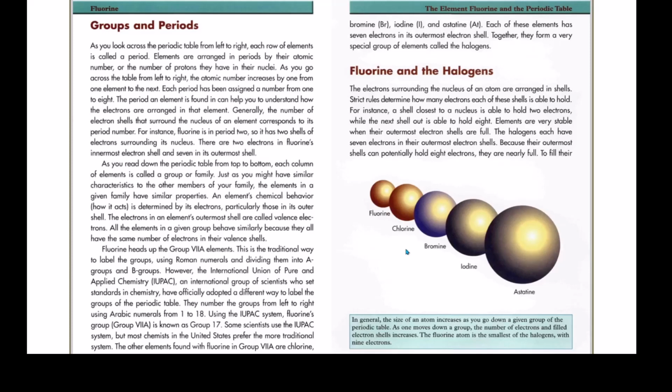Fluorine and the halogens. The electrons surrounding the nucleus of an atom are arranged into shells. Strict rules determine how many electrons each of these shells is able to hold. For instance, a shell closest to a nucleus is able to hold 2 electrons, while the next shell out is able to hold 8.